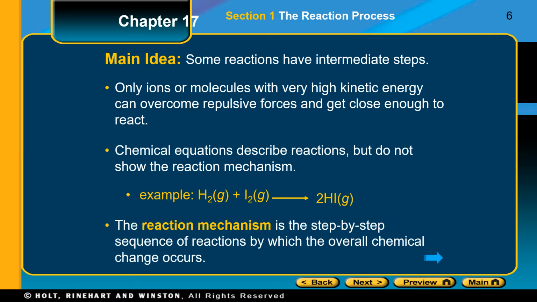Now the reaction mechanism is going to be the step-by-step sequence of events of that reaction, and this is going to produce the overall reaction at the very end. This is similar to something we've had before, where we had spectator ions that we would cross out and then we'd have the overall reaction. We're going to be using an idea that's similar to that.